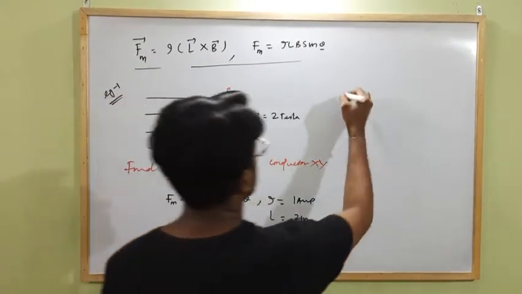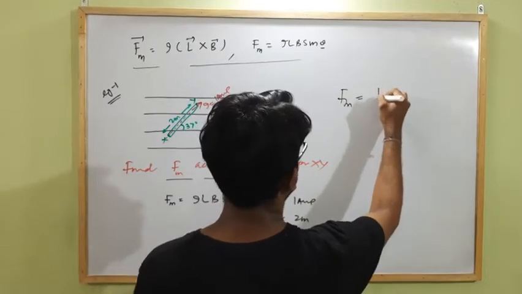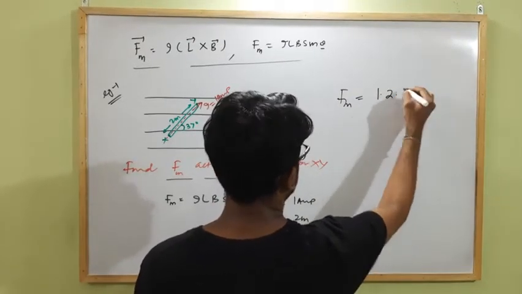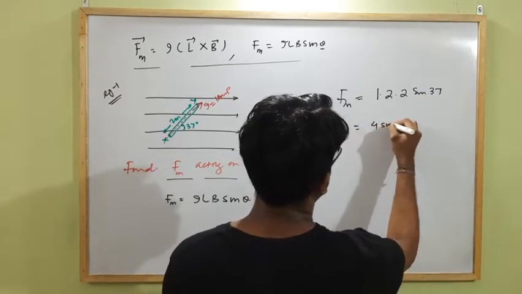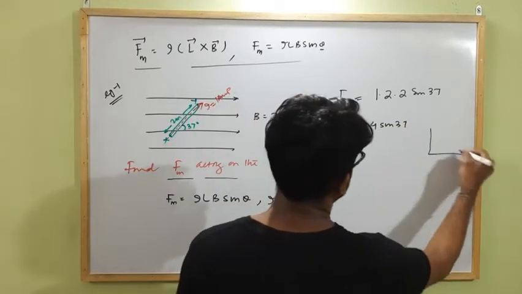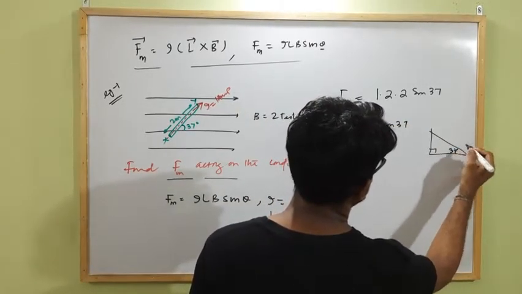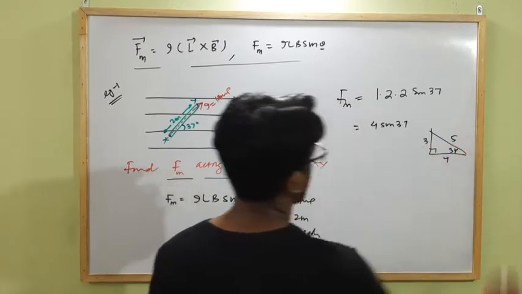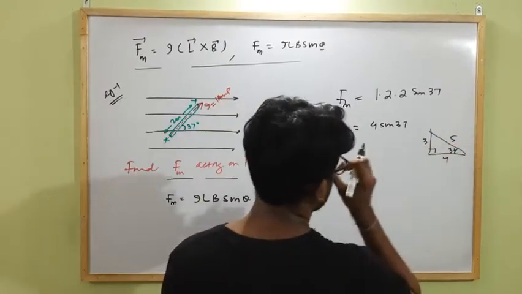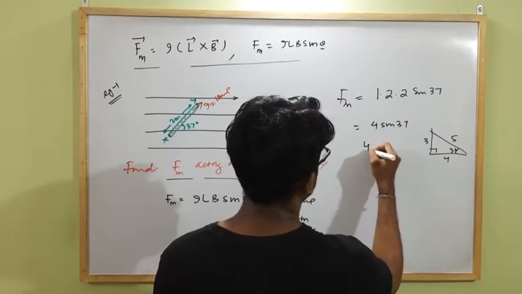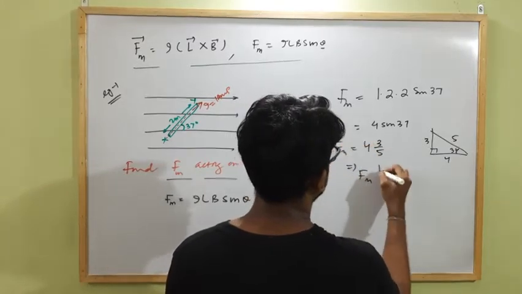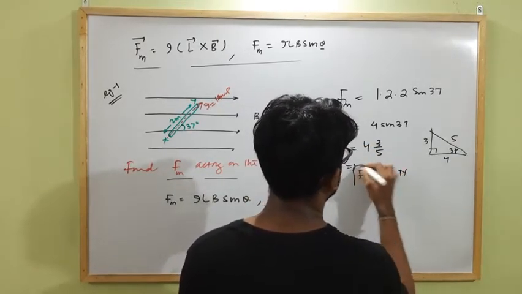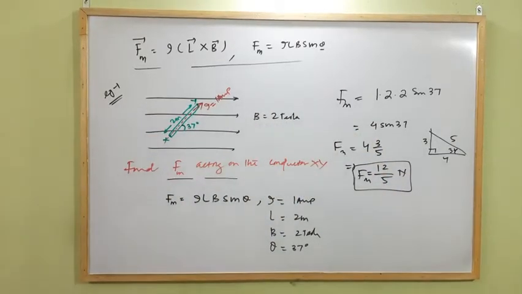So using all this we will get the magnetic force Fm equal to I 1 ampere, L 2 meter, B 2 Tesla, sin 37. So this implies 4 sin 37. What is the value of sin 37? By the right angle triangle, if this angle is 37, if this is 5, this will be 3, this will be 4. So sin 37 is P by H, 3 by 5. So 4 into 3 by 5. This implies the net magnetic force equals 12 by 5 Newton. Clear? Okay. So now let's do another example.